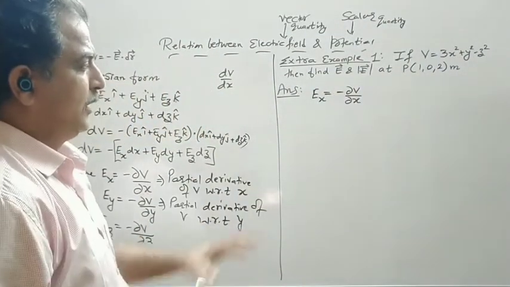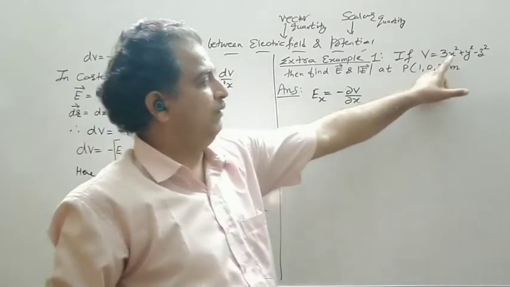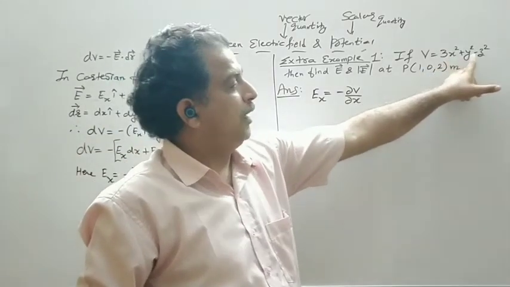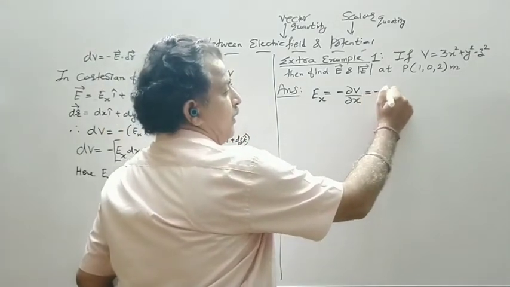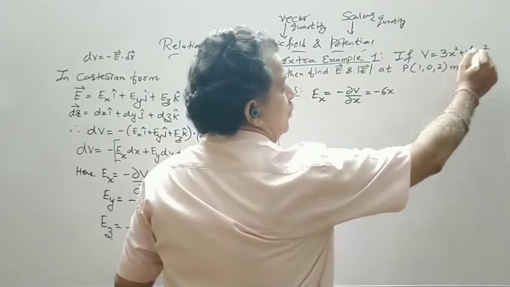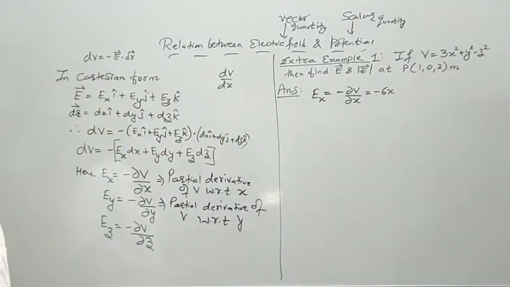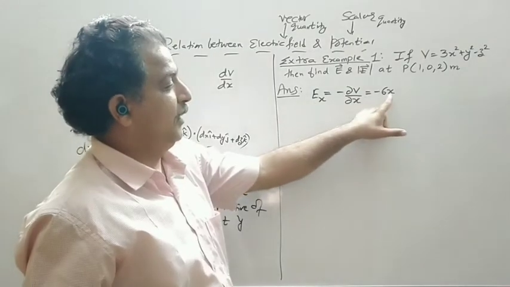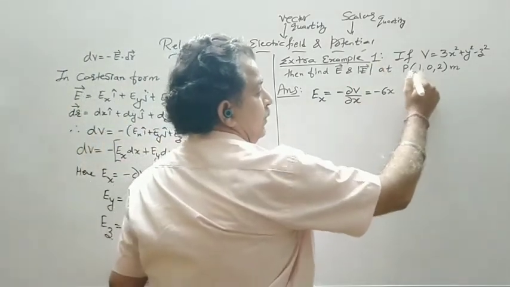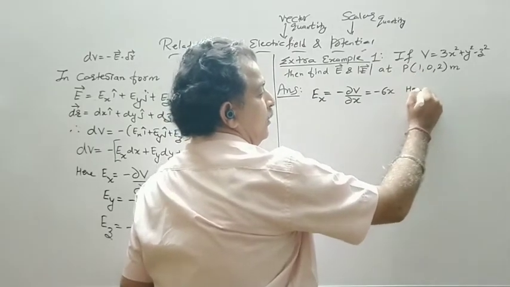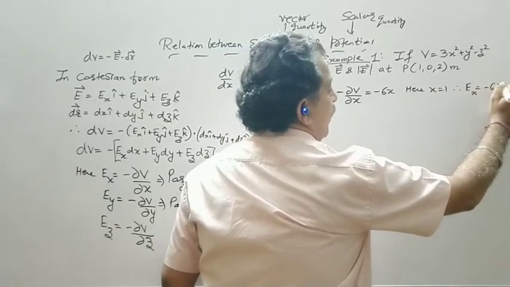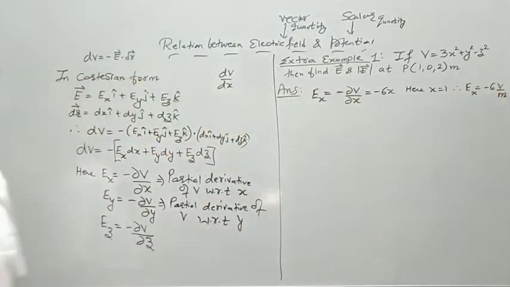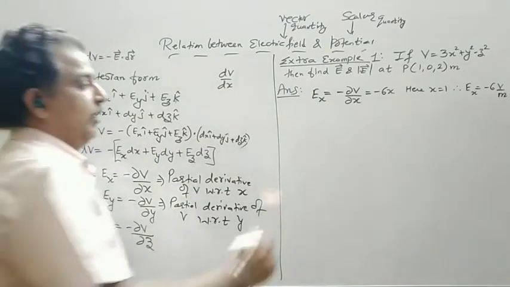For bio students, simple thing. Partial derivative means do the derivative of the x, other terms are constant. So it becomes minus 6x. Then y is constant, z is constant, its derivative comes out to be 0. So the x component is minus 6x. Now here x is equal to 1. Therefore Ex is equal to minus 6 volt per meter. So I got the x component of the electric field intensity.